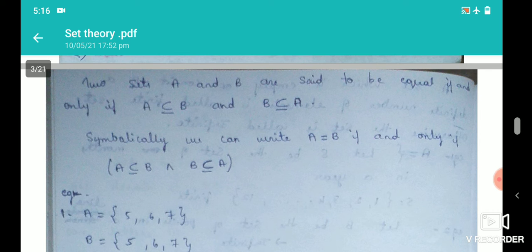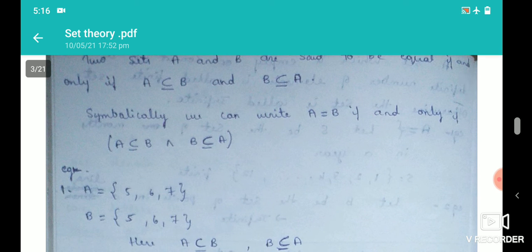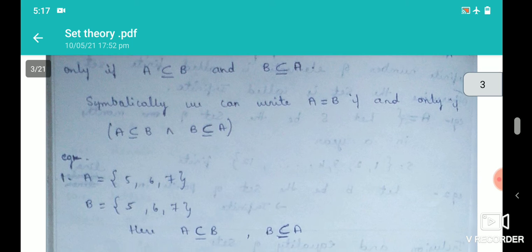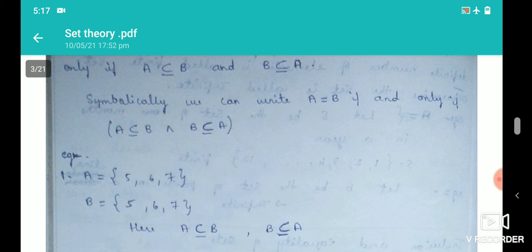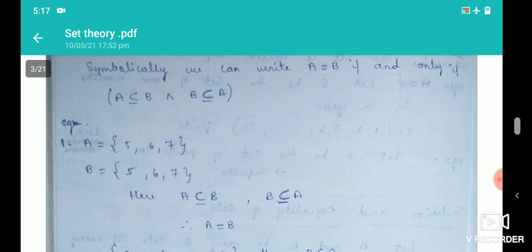If all the elements of A are in B and all the elements of B are contained in A, then we call it A equal to B. A included in B or B includes A, and its reverse, B included in A or A includes B. If all the elements of a set A are members of B and its reverse, that is all the elements of the set B are members of set A, then we call that two sets are equal.